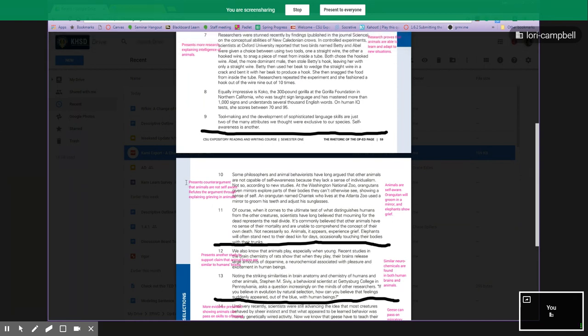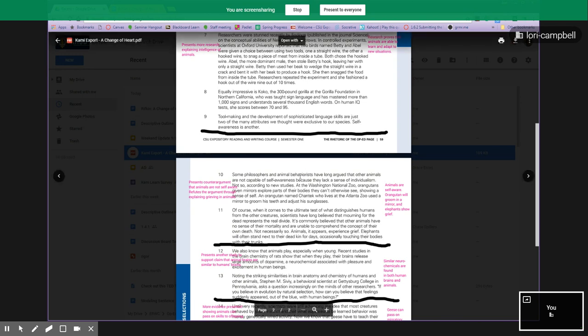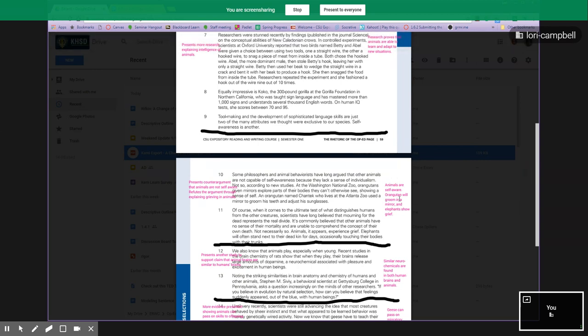And the function, or the do, is presents the counter argument that animals are not self-aware. And it refutes the argument through explaining grieving in animals. So here's what some philosophers say. However, this evidence proves the contrary. And then I summarized it. Animals are self-aware. The orangutan will groom itself in a mirror, and elephants show grief. Again, basic and simple.